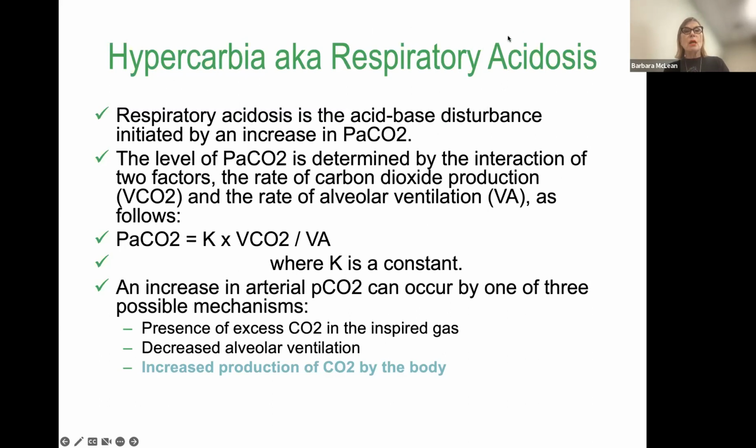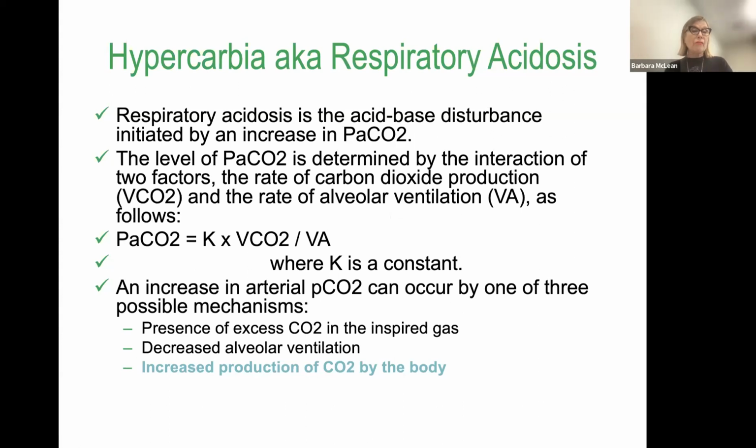Respiratory acidosis, which basically means you have an increase in your PaCO2. Okay, so the level of PaCO2, that's the carbon dioxide in the blood after blood has passed through the pulmonary vault and elimination has occurred. What we're going to remember is that's the first issue, the rate of alveolar ventilation.